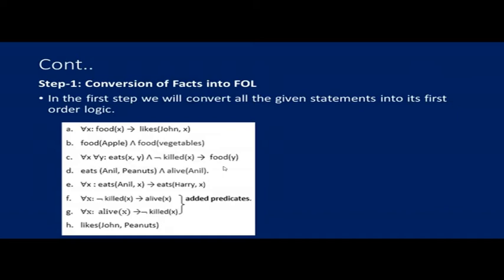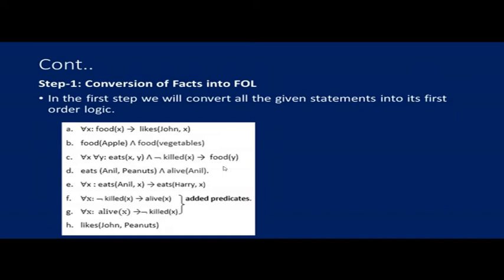The same way, Harry eats everything that Anil eats. Here the term everything means for all X: eats Anil comma X implies eats Harry comma X, which means whatever Anil eats, Harry also eats. So we are just adding predicates to it. For all X, not killed of X implies alive of X. So if not killed, the opposite is alive. If it is not killed, which means alive, that is one predicate.